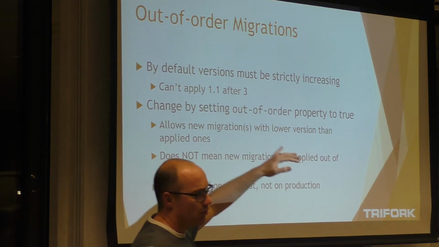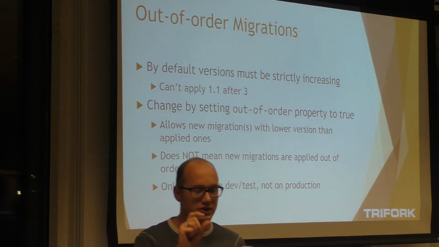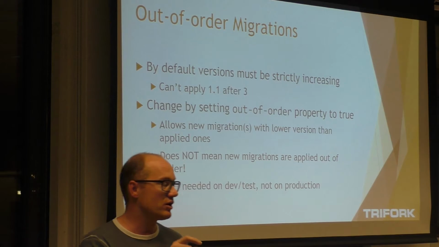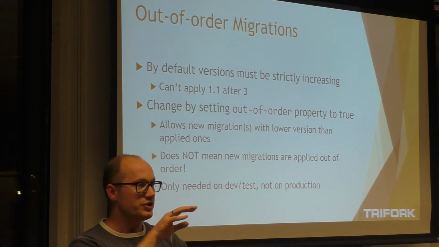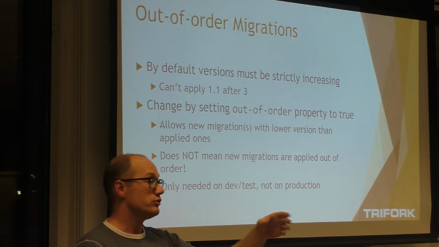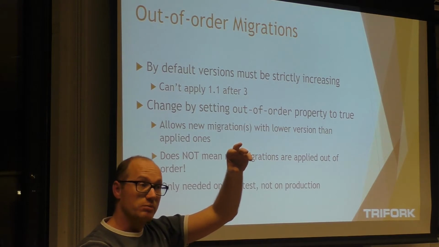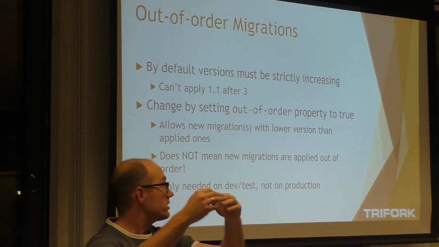Now the name out of order is a bit deceiving. You might think, if you're setting out of order to true, that it will start applying the new migrations out of order. That's not what it means. It means it's actually okay to apply a new migration that has a lower version number than what was already applied. And that's where the out of ordering comes from.